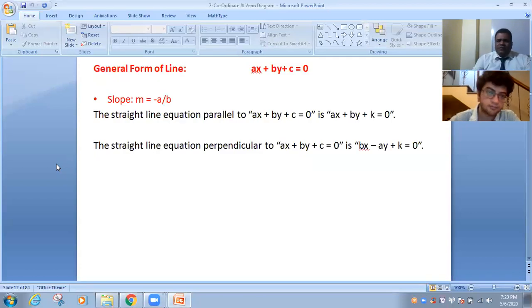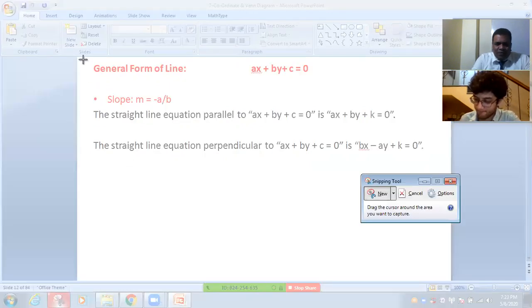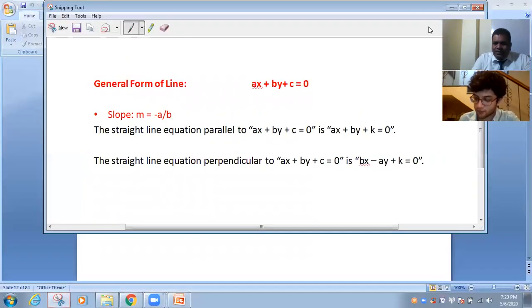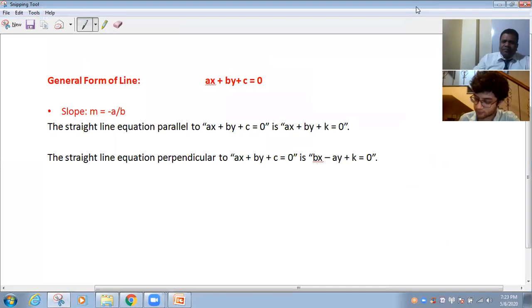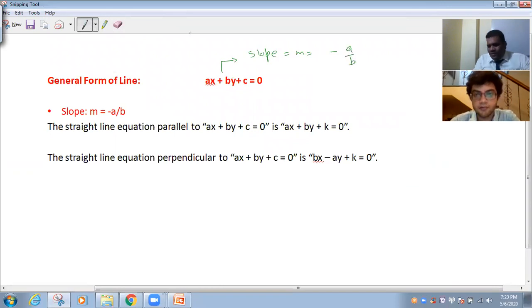This is an interesting form. Few things I already discussed, few more things I will be adding here. Let us say the general form of line is given this. This point we already discussed here: what is the slope of line? Slope M is equals to minus A by B. This is the line given, and I wanted to know another line which is parallel to this given line. What is that?